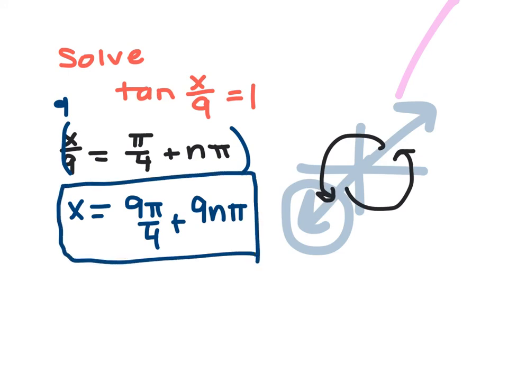And that's your answer. If this had given the interval of 0 to 2 pi, this is one of those cases where if I made n 1, I'd be adding 9 pi, which is bigger than 2 pi. So the only answer would be that 9 pi over 4.